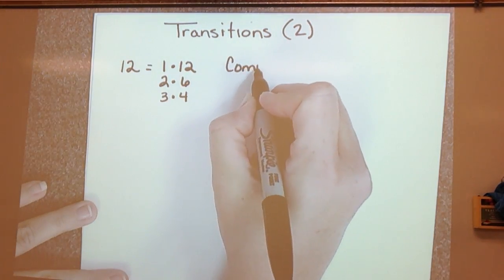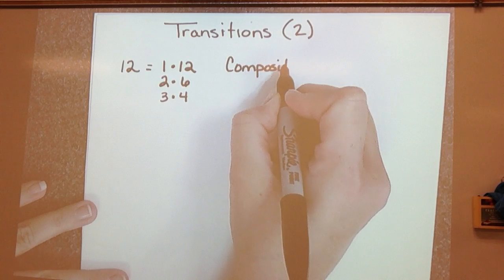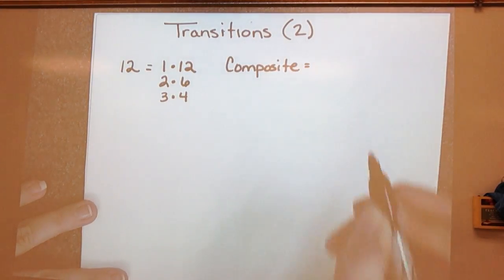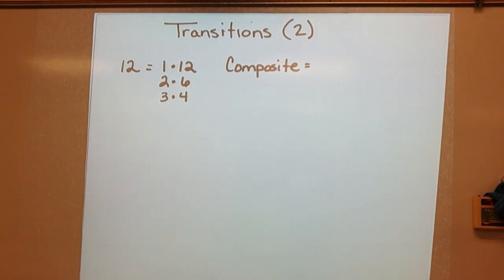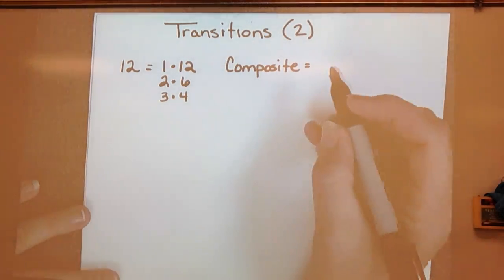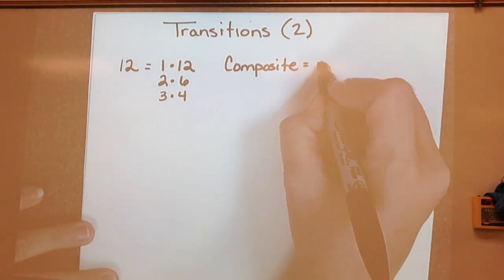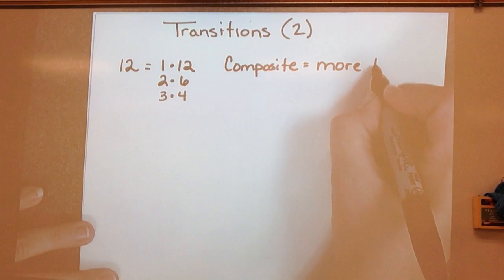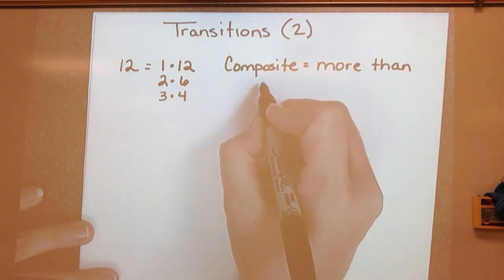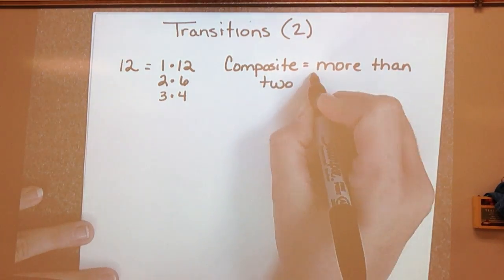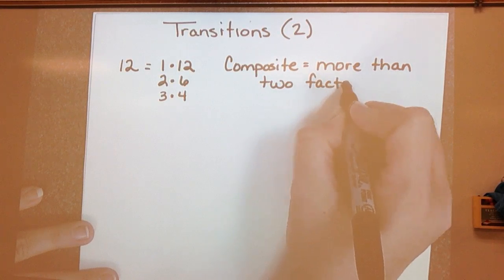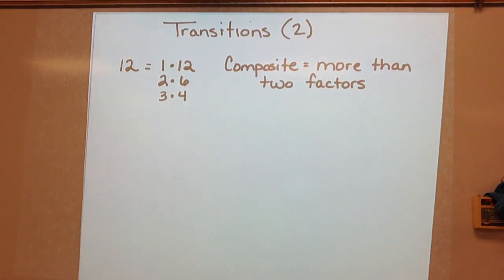So, definition here. To be composite, it would have more than 2 factors. Okay? More than 2 factors.